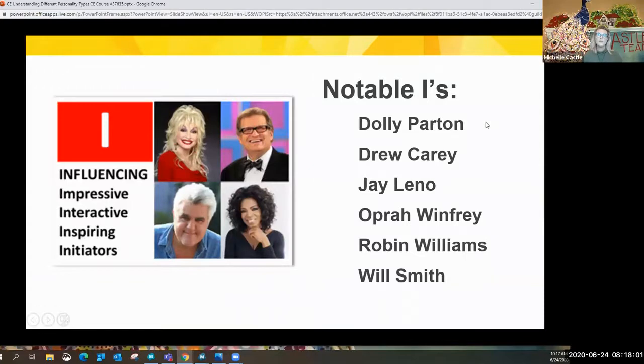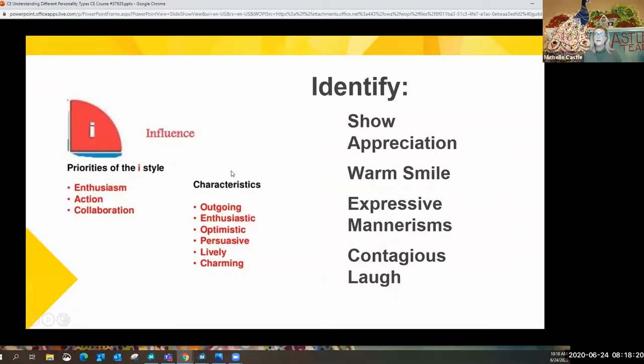Your I personalities are more your influencing. They're impressive, they're interactive, they're inspiring, they're your initiators. I mean, look at the list of people that are the I personalities and really relate how their personality just shines. I mean, they're the people that people are attracted to because they just kind of have that glow, and people want to be around them.